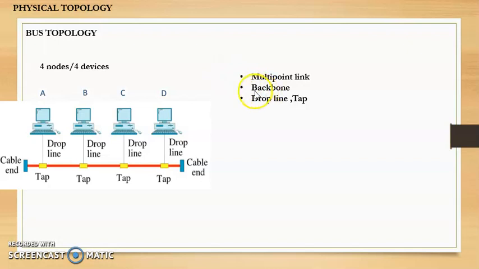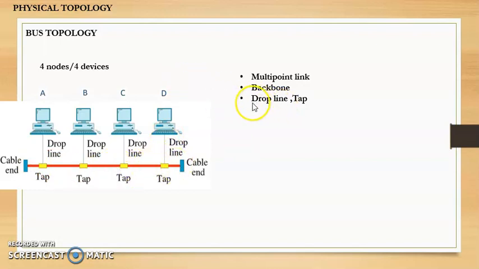Next, the bus topology will have a backbone. Now backbone basically is a long cable to which all the other devices will be connected. So in this figure we can see that we have one long cable which is known as the backbone and all the other devices are connected to it. So this cable is known as the backbone.